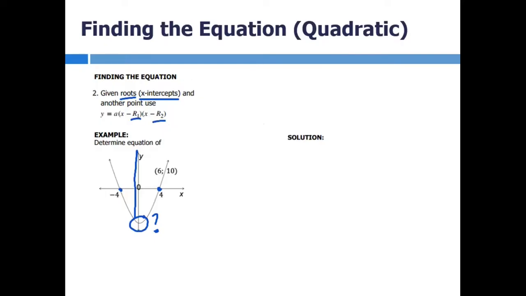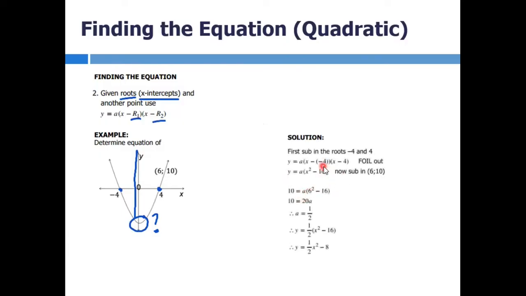So if you have a look here, they've substituted the -4 and the 4. Do you see here, we've got a double negative, so be careful with that. They multiply that out, and then again, they're going to have to solve for a. So that step hasn't changed. It's just the starting step and the format that has changed.